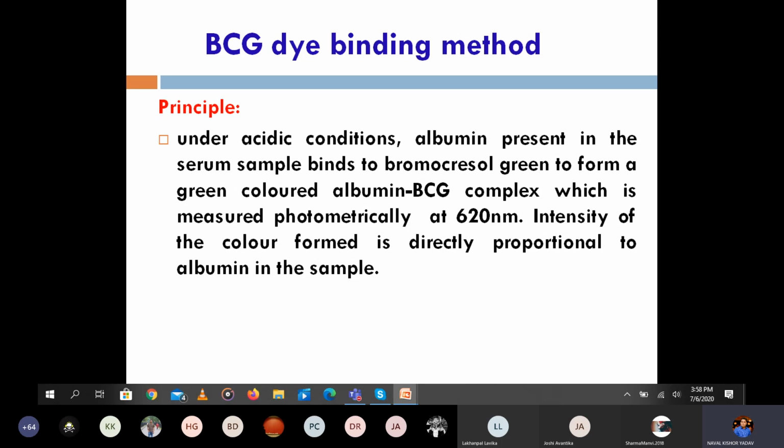Till now, in the different methods like cholesterol, sugar, and total proteins, we generally used 520 or 540 nanometer. But in the case of albumin, it is 620 nanometer. That is the difference you have to remember. If you use 540, you will not get accurate results. So you have to use 620 nanometer. The intensity of color is directly proportional to the concentration of albumin in the given sample. Here it is acidic conditions. In the biuret it is alkaline conditions, but in the BCG dye binding method it's acidic conditions.